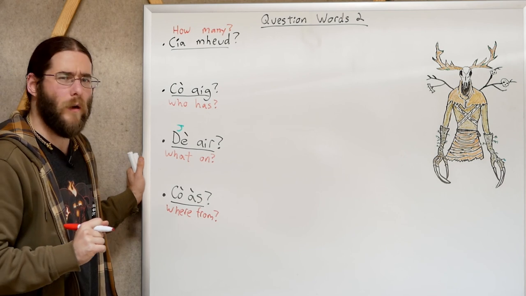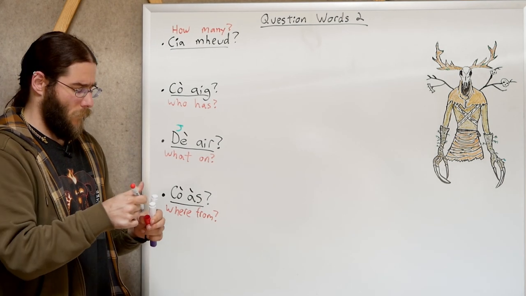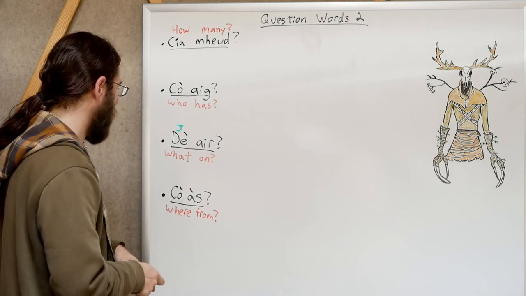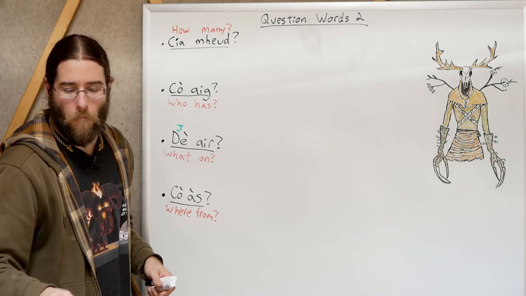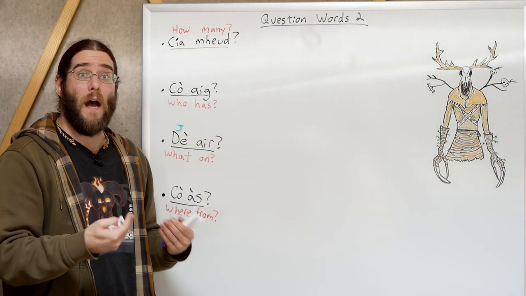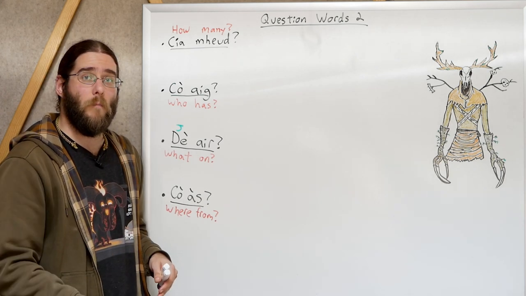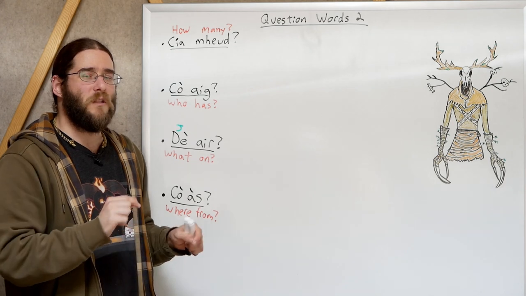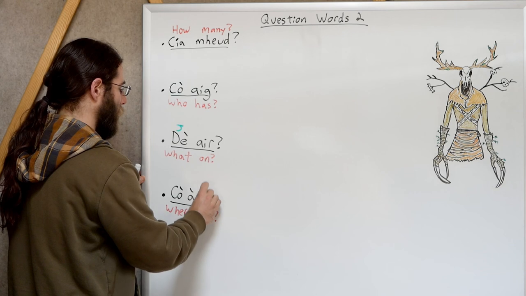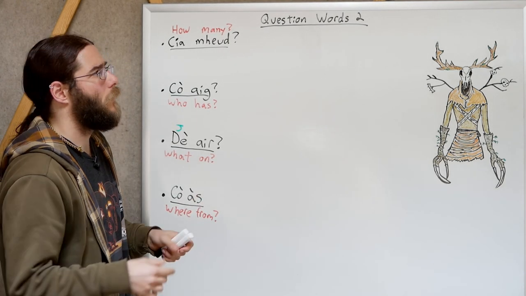Okay, where shall we start? Well, coas. Coas is something that we learn pretty early on. So let's start with coas. Where from? As I mentioned before, we could say coas ahau. Where are you from? But we can ask where something else is from too. So let's see here. Coas, what could we add?